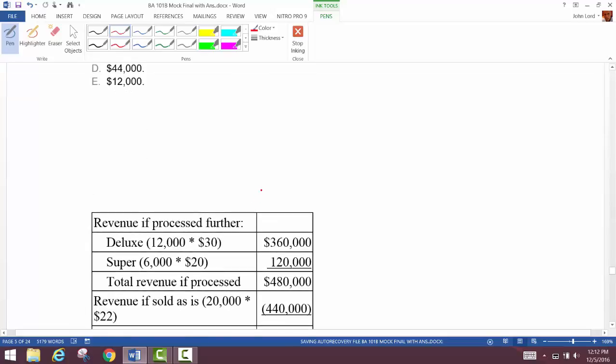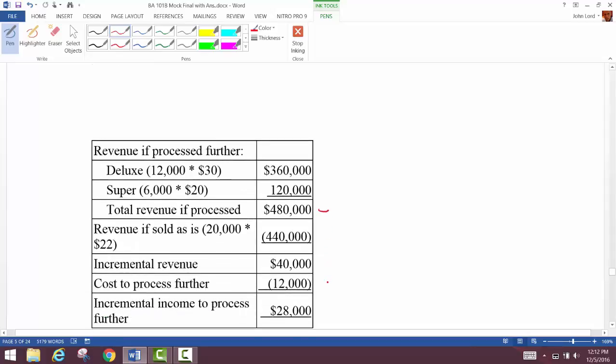Well, right now, if we produce these further, we can get $30 per unit for the deluxe and $20 per unit for the super per the prices they give us. So that would be 488,000. If we sold the things now, we'd get $22 a unit at 20,000 units. That's 440,000. And then we'll have an incremental revenue of 48,000. And then the cost to process further, they told us was 12,000. So they should totally go for it, right?